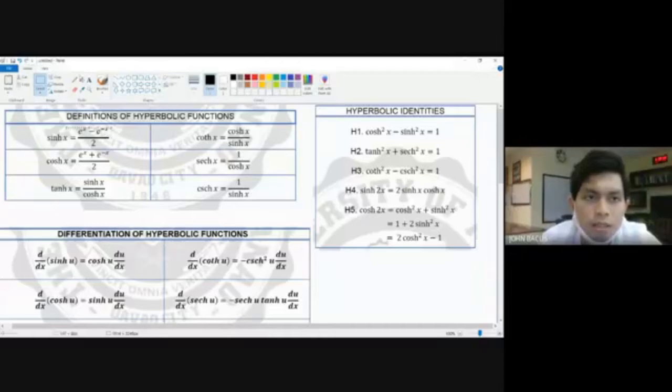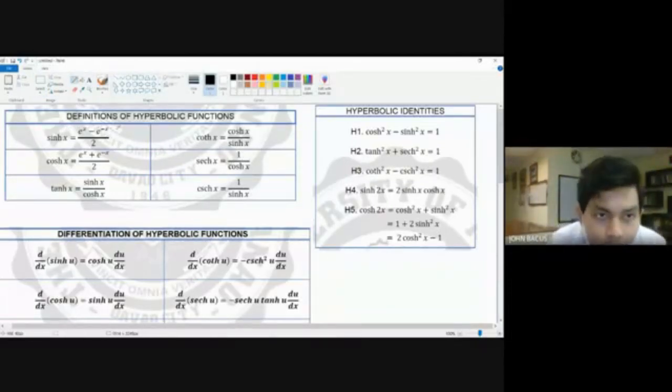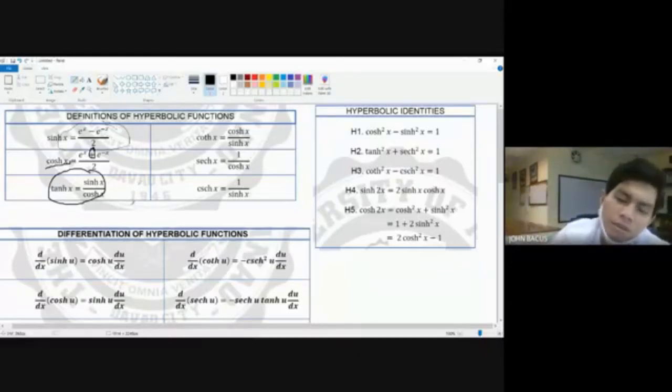Sine h of x is equivalent to e to the x minus e to the negative x, all over 2. Cos h x is just the same but positive. This is read as the hyperbolic sine, hyperbolic cos, hyperbolic tan. So cos h, sine h, tan h.